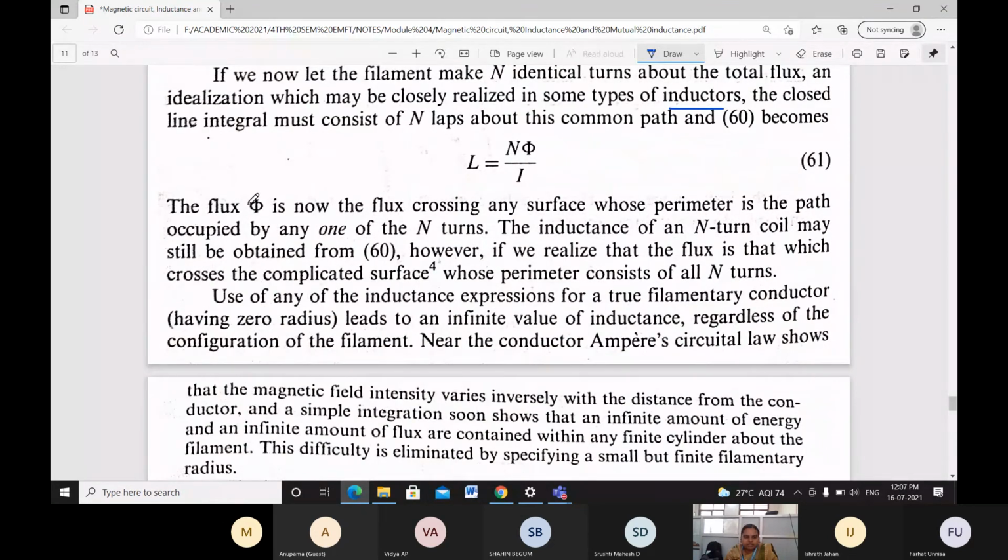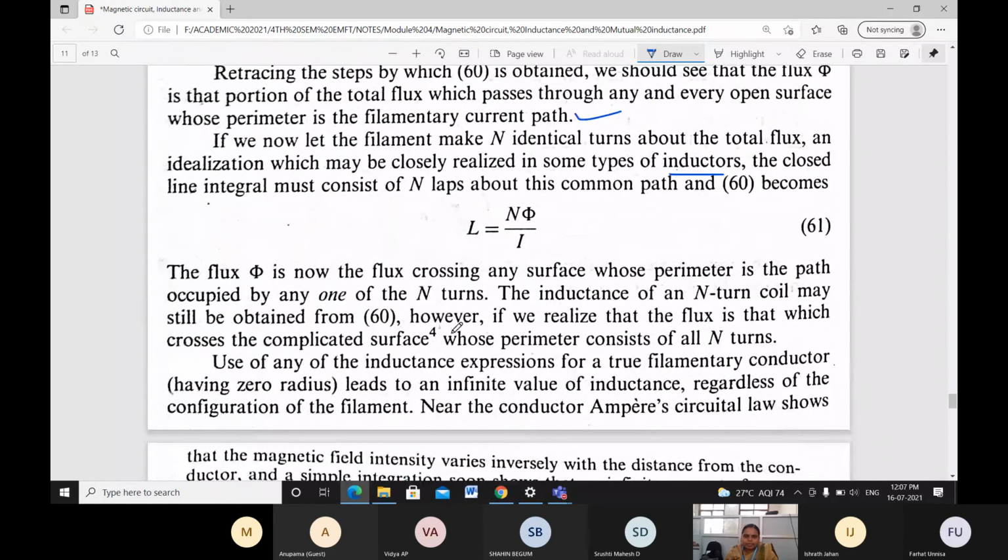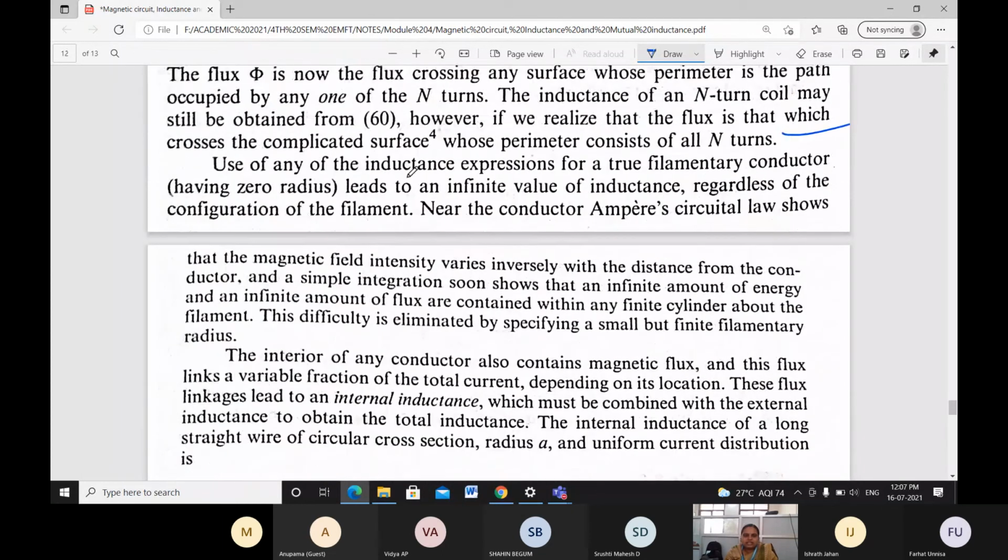Therefore, the flux psi is now the flux crossing any surface whose perimeter is the path occupied by one of the N turns. The inductance of an N turn coil may still be obtained from this equation, if we realize that the flux is that which crosses the complicated surface whose perimeter consists of all the N turns.